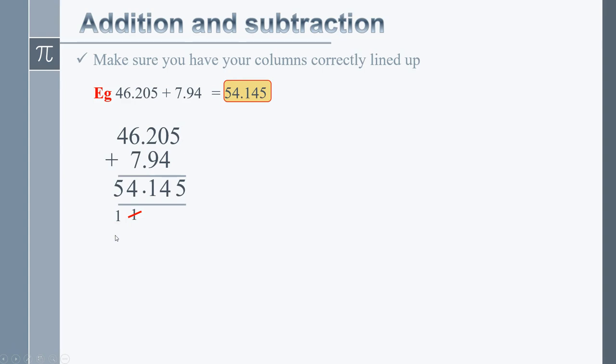So there we go. Hopefully that's fairly straightforward for you. So those two numbers added together, 54.145.